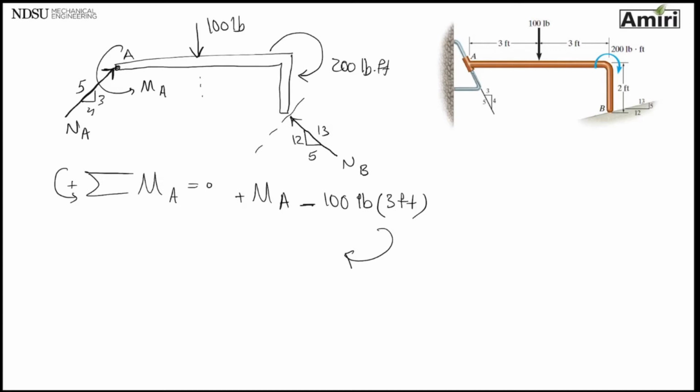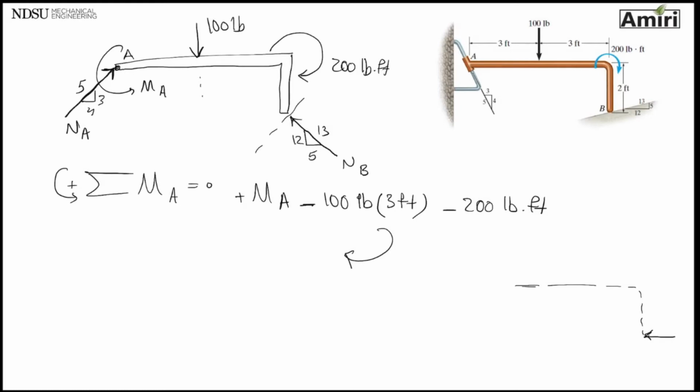Yeah, that is minus. And then I have 200 pound-feet that is also against my sign. And I have NB. Okay, so for NB, I have to find the components. There's no way around it.